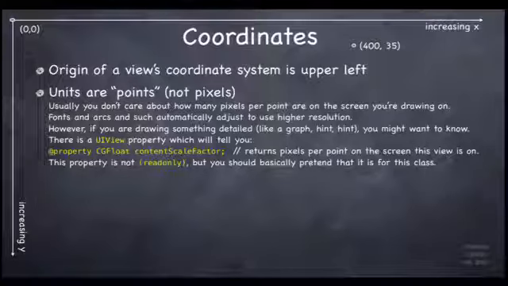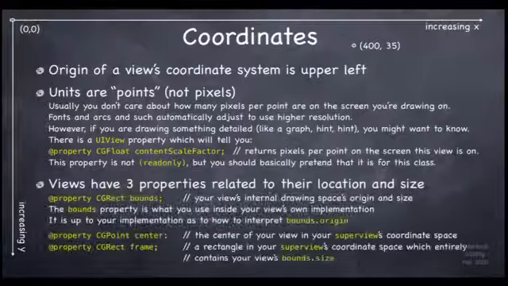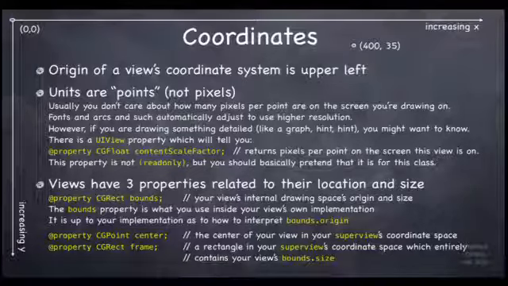Otherwise, everything that we're doing is in points. And when you start seeing the code I'm going to write in the demo and stuff, you'll start to see, oh yeah, okay, I see. It's all in points. Now, views have 3 properties that describe their location and size.